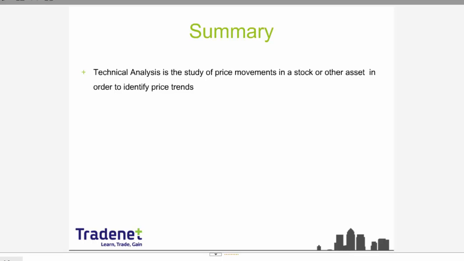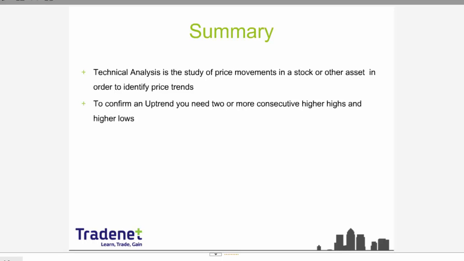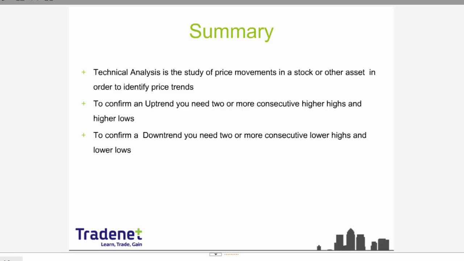Technical analysis is a study of the price movement in a stock or other assets in order to identify price trends. To confirm an uptrend, you need two or more consecutive higher highs and higher lows. To confirm a downtrend, you need two or more consecutive lower lows and lower highs. And resistance happens when the price fails to go above a specific level. Support happens when the price fails to go below the specific level.